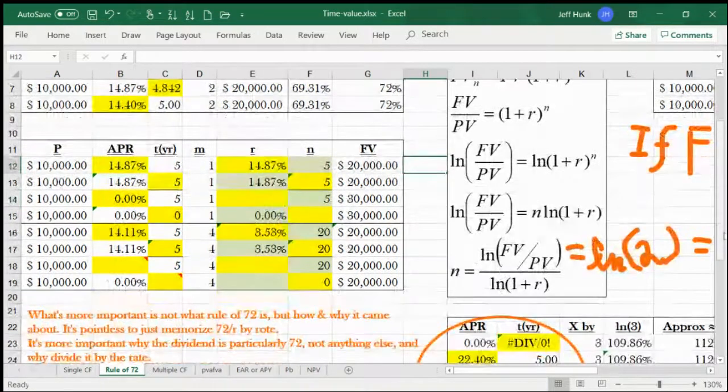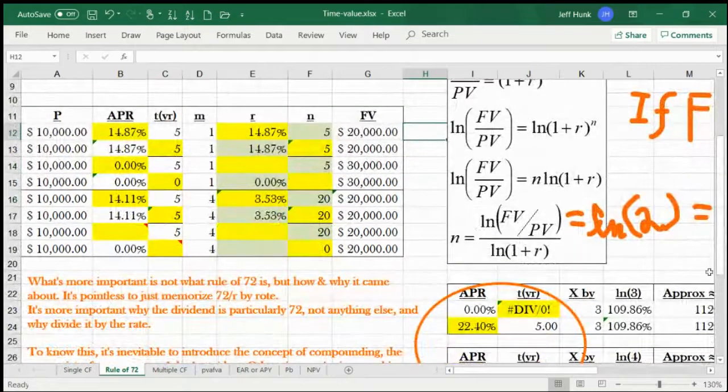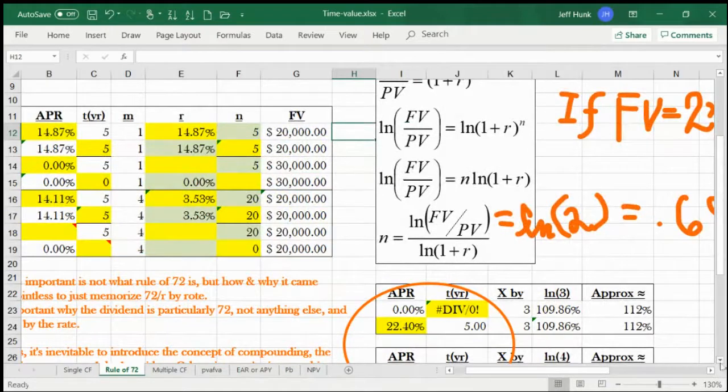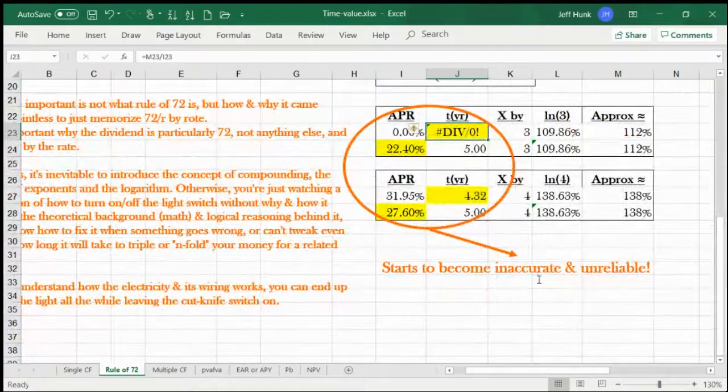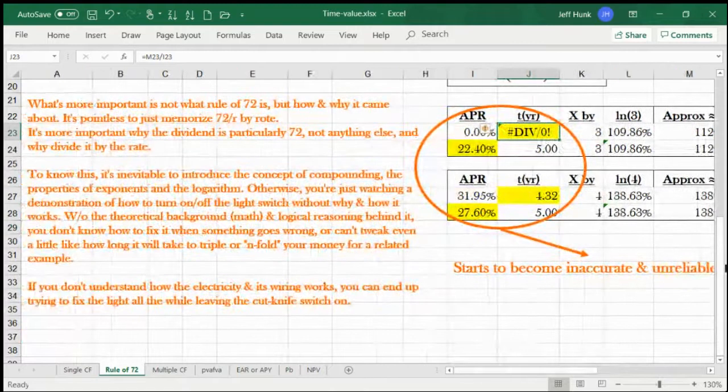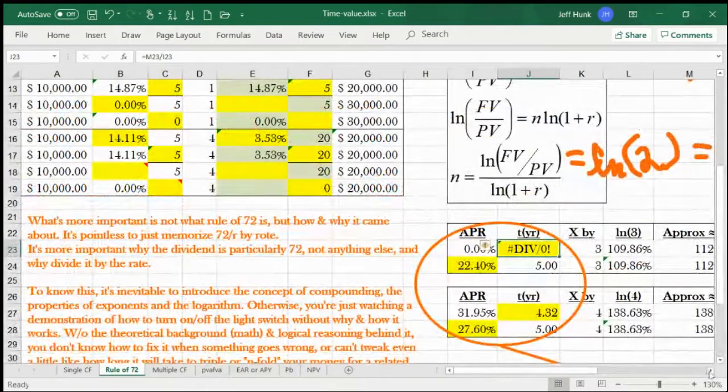But if there is a rule like that, rule of 72, what if you want to triple your money, quadruple your money? All you need to do is find natural log of 3, natural log of 4, and find an approximated value. But then this doesn't work that well, right? Why? It becomes inaccurate and unreliable. So that's why you don't hear anything like rule of 112 or rule of 138, right?